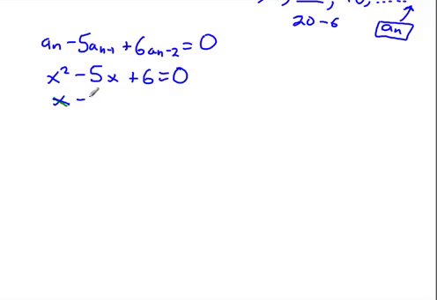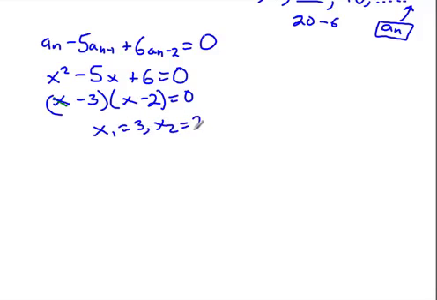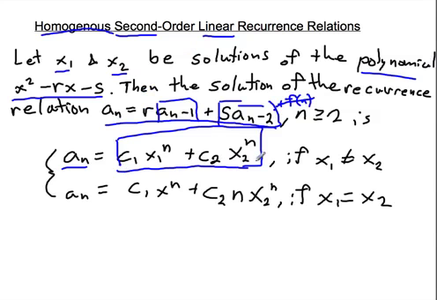We get x minus 3 times x minus 2 equals 0. So x1 equals 3 and x2 equals 2. It's important to label them x1 and x2 because they correspond to c1 and c2. So we've got solutions to the polynomial, and then we're going to use this equation here. Since x1 is not equal to x2, we can use this equation to find a formula for a sub n.